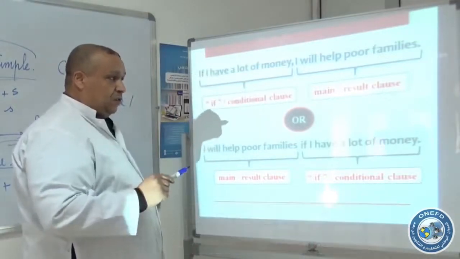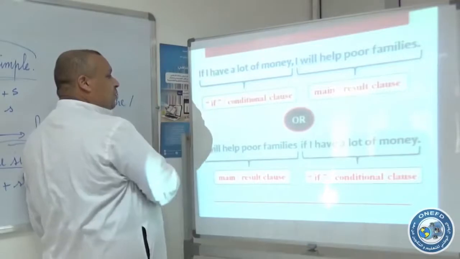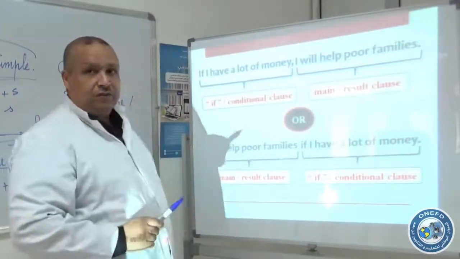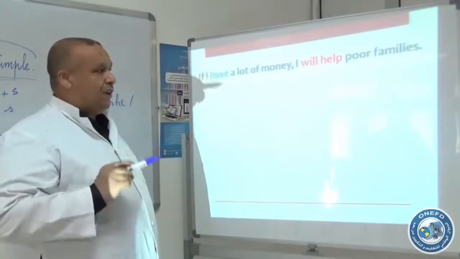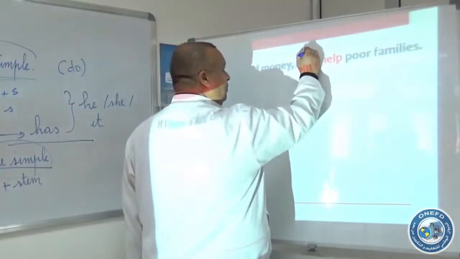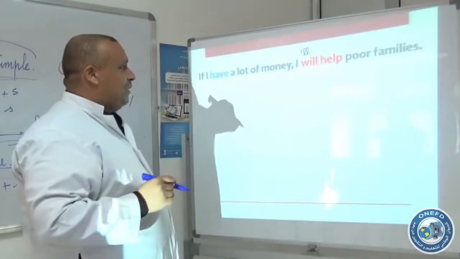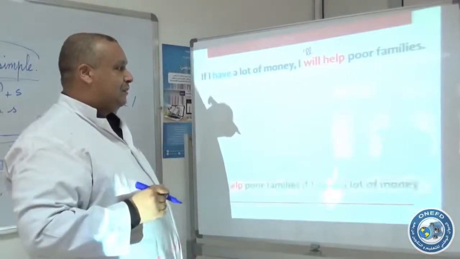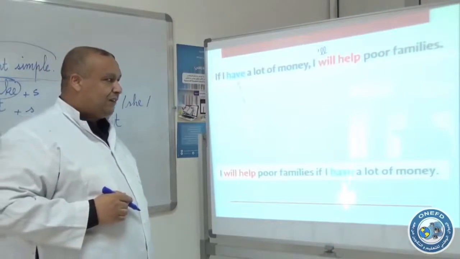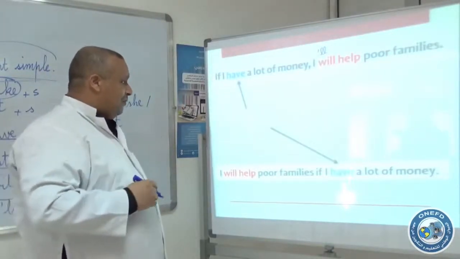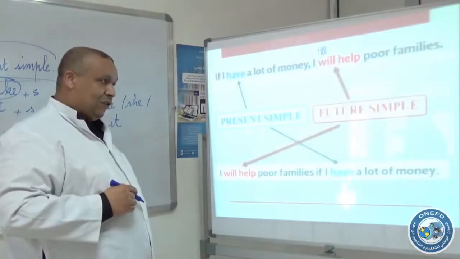Here, as I said, we have one sentence, but we can write it in two different ways. Either we start with the if clause, or we start with the main clause, always within the same sentence. If I have a lot of money, I'll or I will. You can say I'll or I will. Both are correct. So, if I have a lot of money, I will help or I'll help poor families. So we can write it otherwise: I will help poor families if I have a lot of money. Have is in the present simple, and will have is, of course, the future simple.